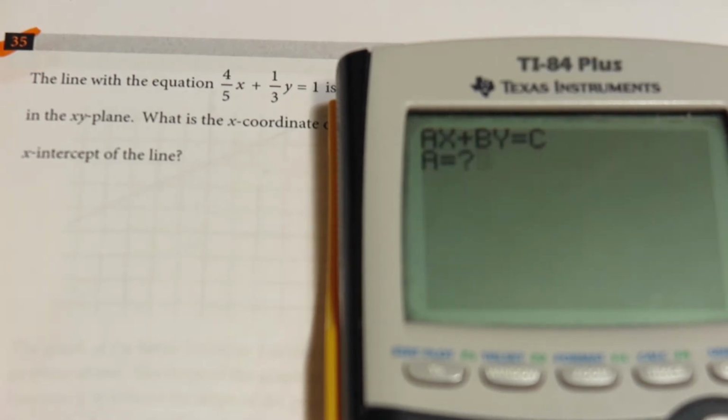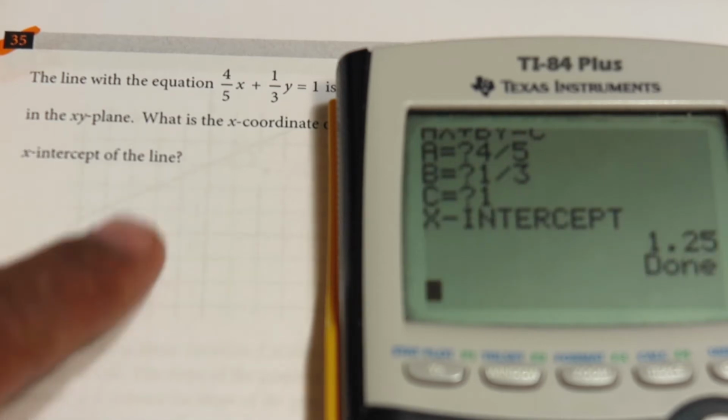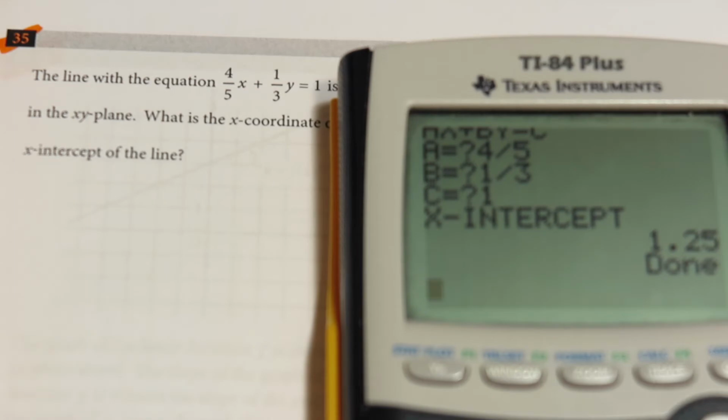So we would say a is going to be 4 divided by 5, b is going to be 1 divided by 3, and c is going to be 1. And then we're looking for the x-intercept, so we would choose option 4. So it says the x-intercept is going to be 1.25. This is a grid-in problem, so you would grid in 1.25.